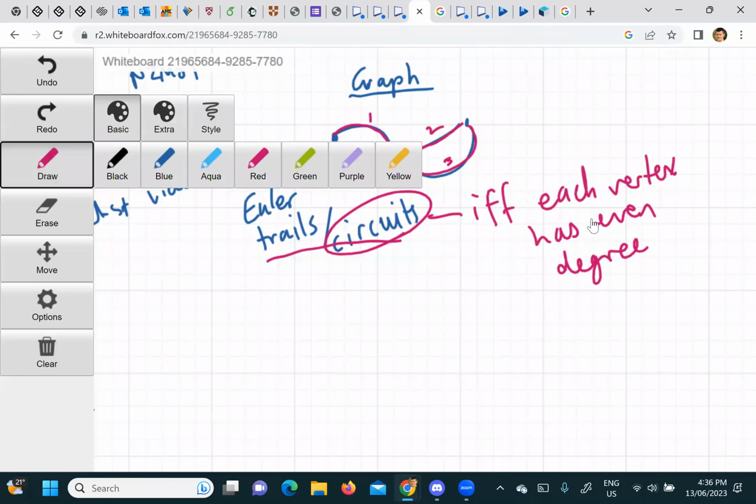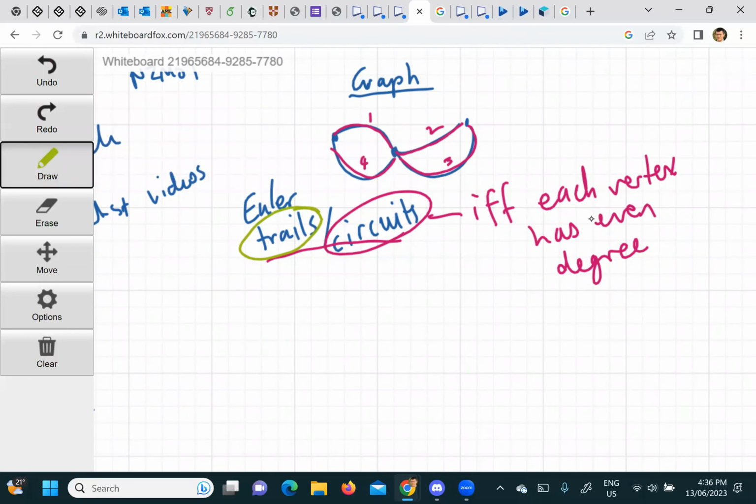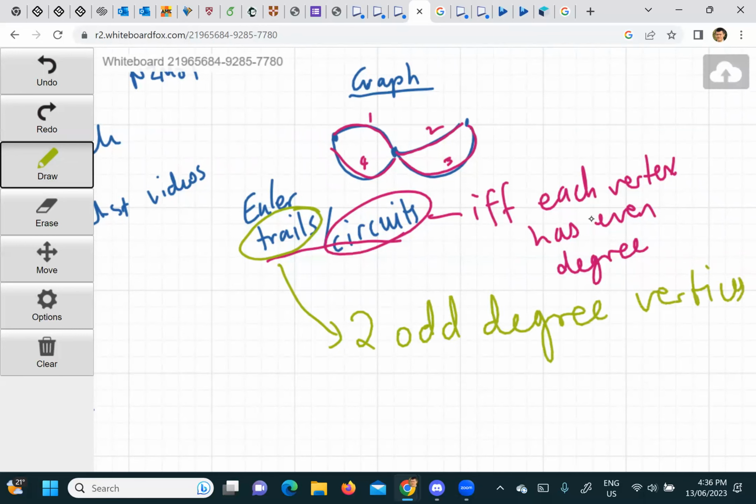And the only difference is if it's a trail, there might be two odd degree vertices, okay? And the rest even degree. Okay, and can you guess what the odd ones are for? Yeah, they're the starting and end points, okay? Because if you start, it has to be odd to get out of it, right? And if it ends, it's odd to get in. Yeah? Okay.